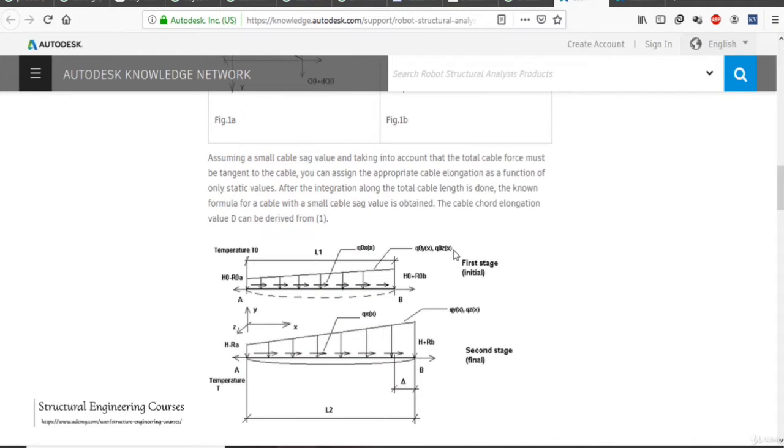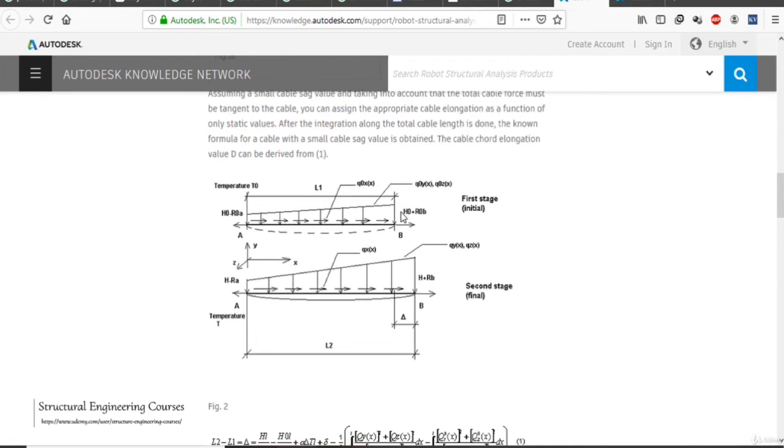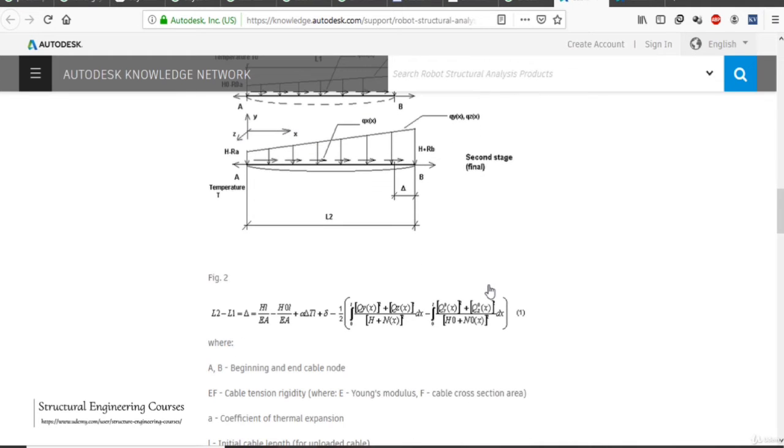So now, assuming a small cable sag value and taking into account the total cable force must be tangent to the cable, you can assign the appropriate cable elongation as a function of only static values. So here we can see that this is the first stage, initial, and this is the second stage, that is final. So this is H naught plus R naught B, and this is H plus RB, Q naught X and QX, and H naught R naught A and H R A.